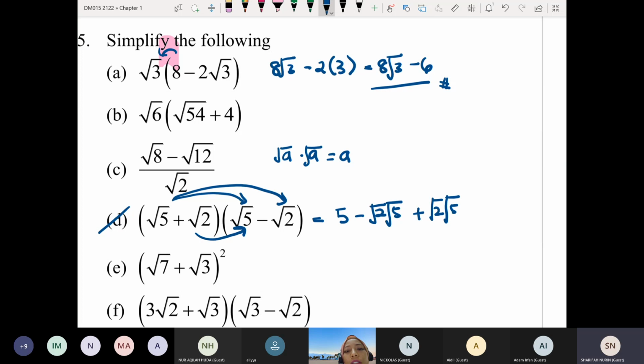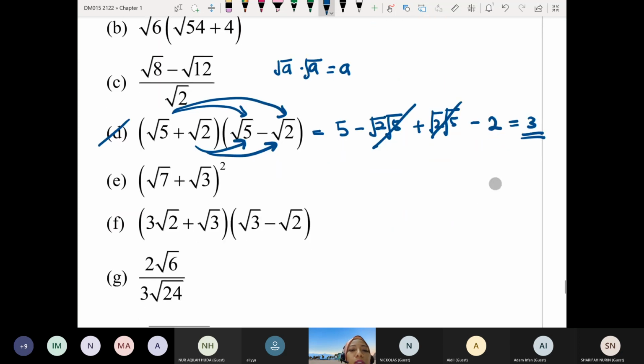Kalau dia naik. Okay, and then ini. Negative √2, √2 dapat 2. So ini dengan ini cancel because dia adalah benda yang sama, apple dengan apple. So 5 minus 2 you get 3.